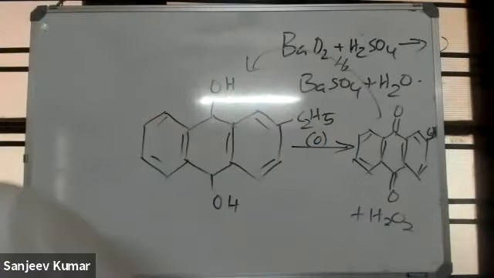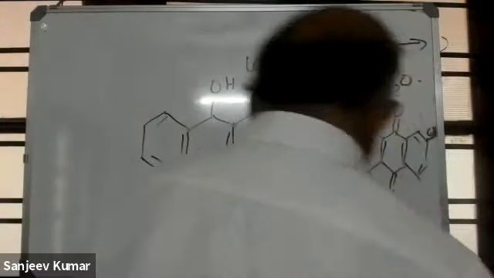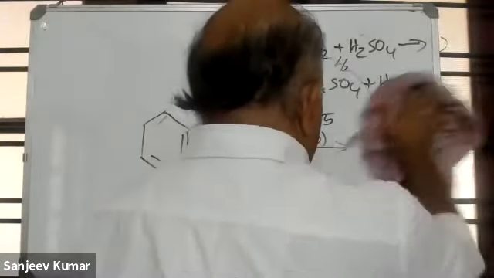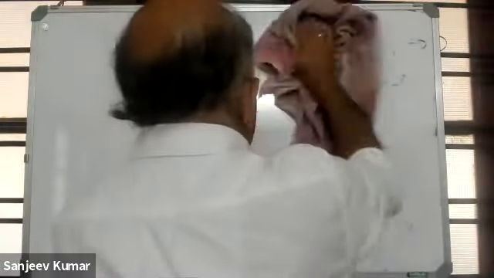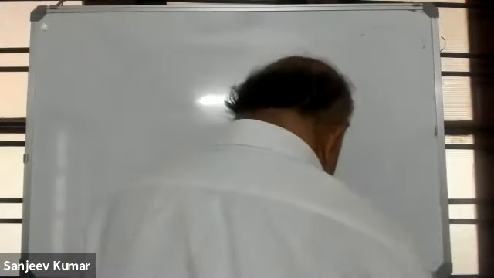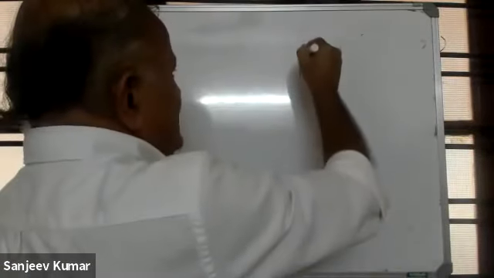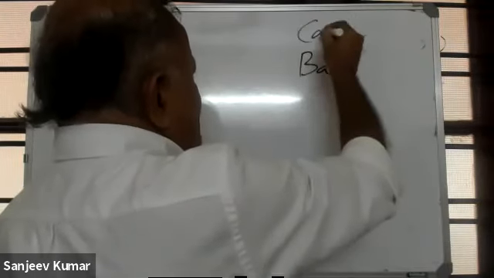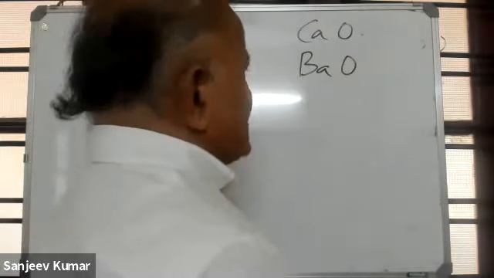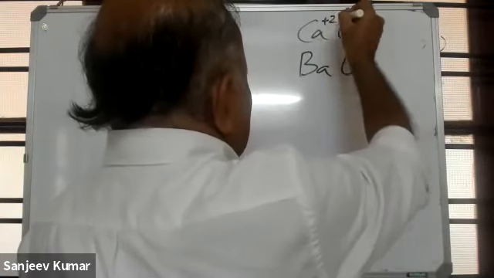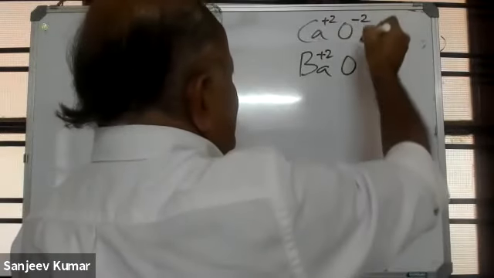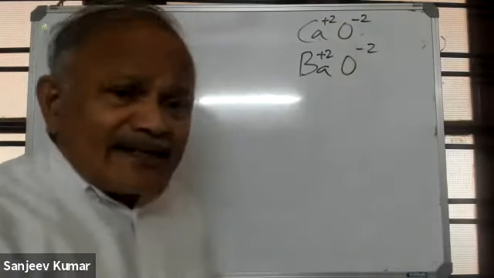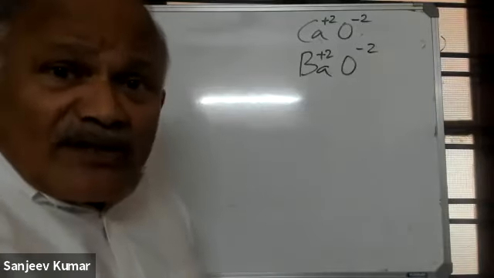One more thing is, how can you identify an oxide, whether it is a normal oxide or peroxide or superoxide, etc.? That is by looking into the oxidation number. By looking into the oxidation number, we can say that BaO or CaO, barium oxide, calcium oxide. Calcium is an alkaline earth metal, barium is an alkaline earth metal, and therefore oxygen is in the -2 oxidation state, and they are normal oxides.